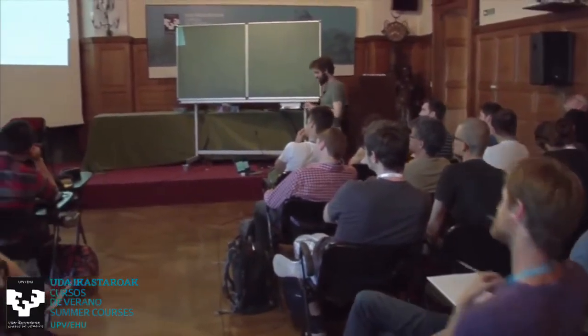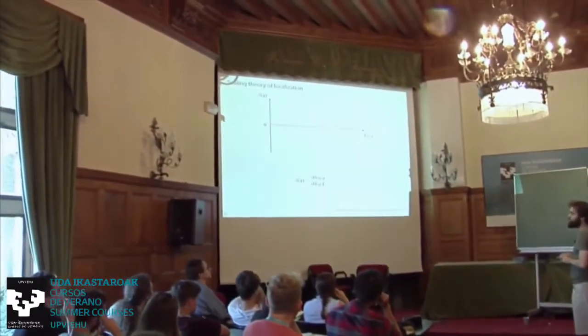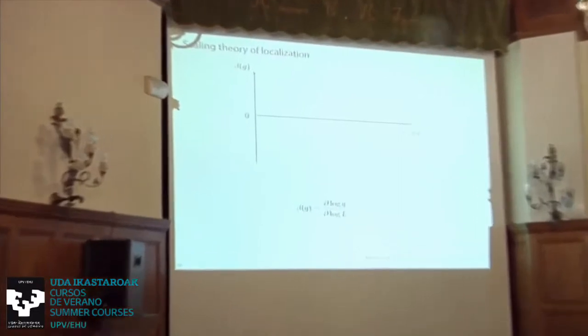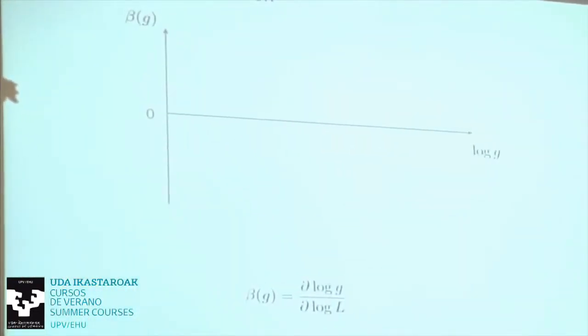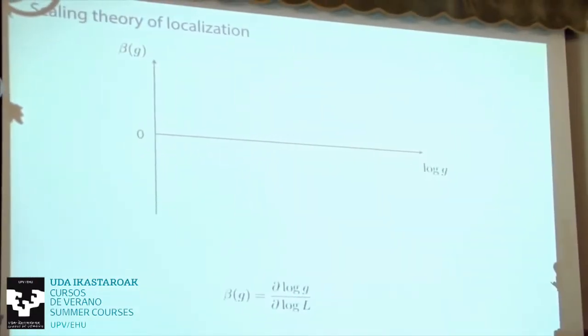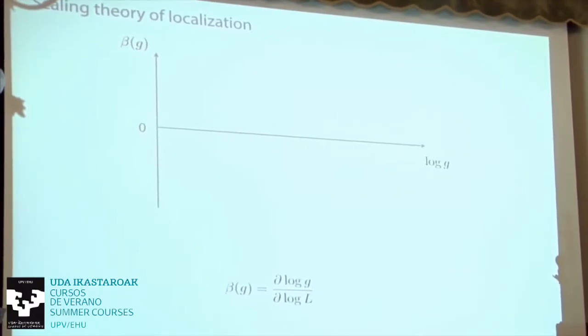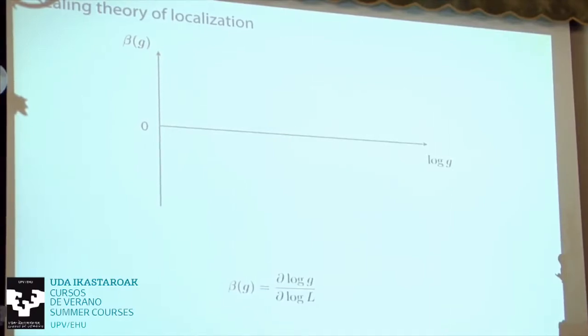So there is this plot here, which is not yet here, but I'm going to slowly build it up, which in a sense is a very nice way of understanding results. And it's also a nice way of telling a story. So it has a y-axis, and on the y-axis there is beta of G, where G is the conductance, which is d log G over d log L. And on the x-axis there's log L.